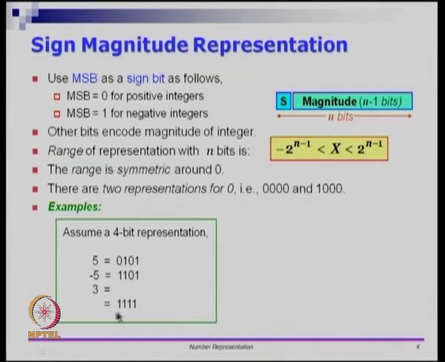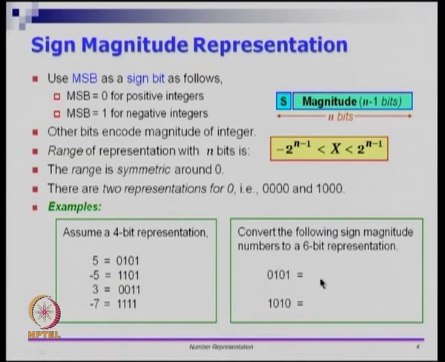Now, finally, think about what this number should be. It is 1 followed by 111. This means it is a negative number, and the magnitude 111 is 7. So this is minus 7.